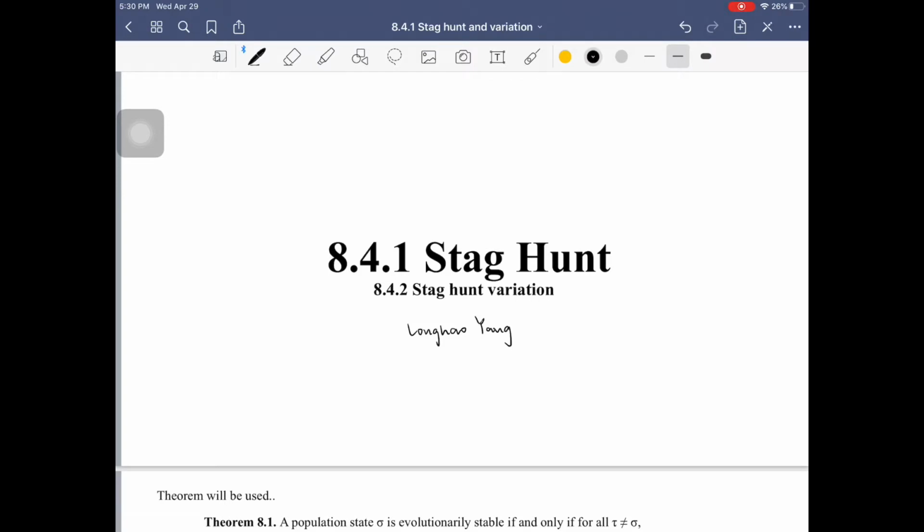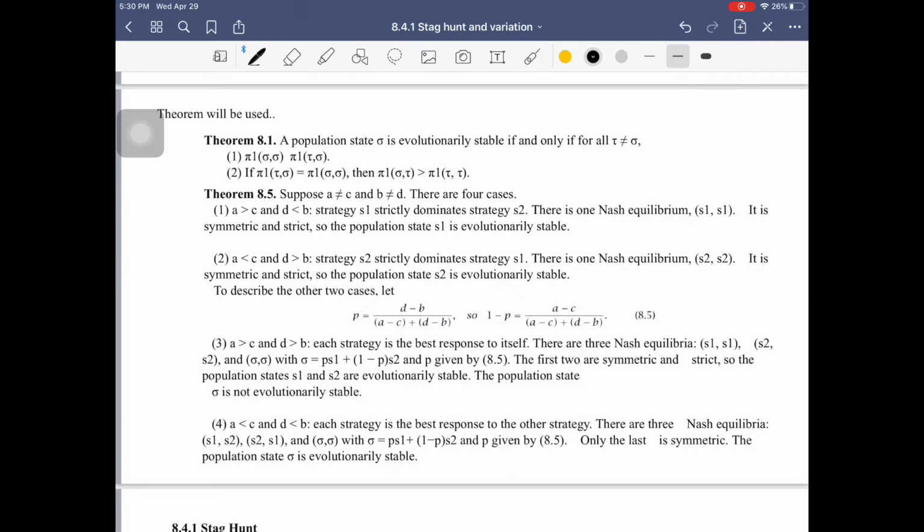Today I'm gonna talk about the 8.4.1 stag hunt example and its variation examples. And this slide is about the theorem we will use today. Both theorems are telling us how to check whether the population state is evolutionarily stable or not. And today's example will illustrate theorem 8.5, number 3, and I will put the theorems here just for you to review.